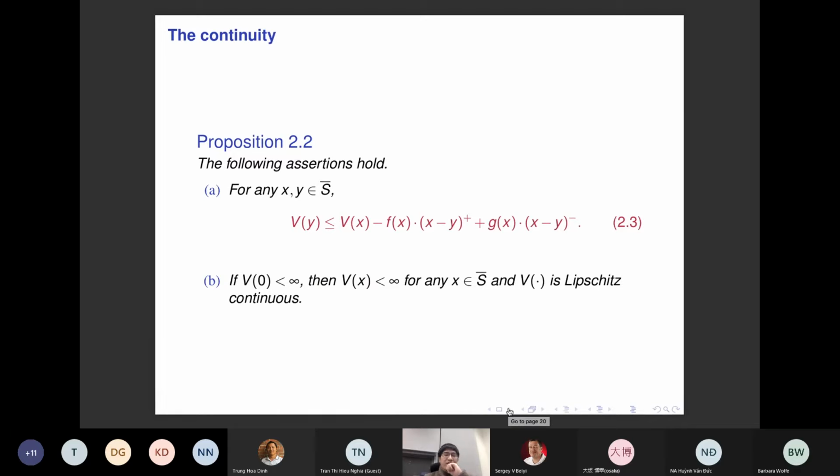Then we establish the continuity of the value function. First we compare V(y) and V(x) for two points in S bar, and then we show that the value function is Lipschitz continuous. This is a very strong result. The proof is simple, but the result is very strong.